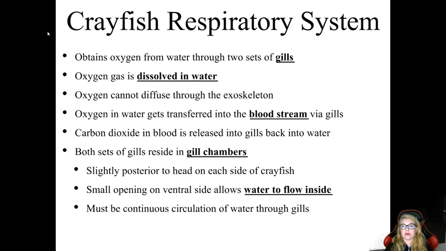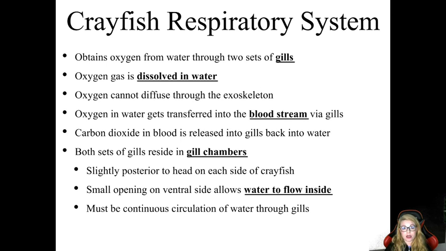So starting with the respiratory system, the crayfish obtains oxygen from water through 2 sets of gills, much like a fish does. And this oxygen gas is dissolved in the water itself. And so oxygen cannot diffuse through the hard exoskeleton. So the oxygen in the water has to get transferred into the bloodstream of the crayfish via those gills. Because that exoskeleton is too hard and too thick to allow for diffusion of the nutrients in the water and the gases. So it has to go in through the gills and enter into the bloodstream.